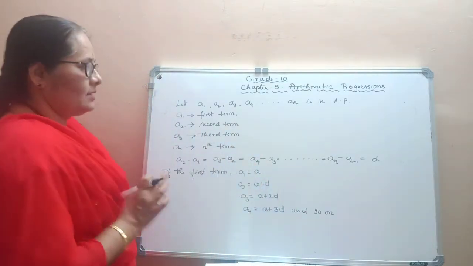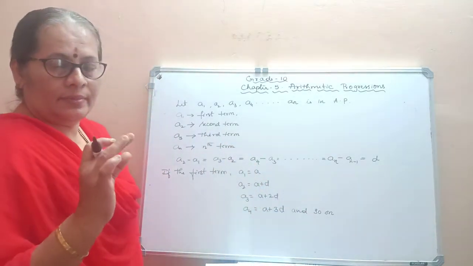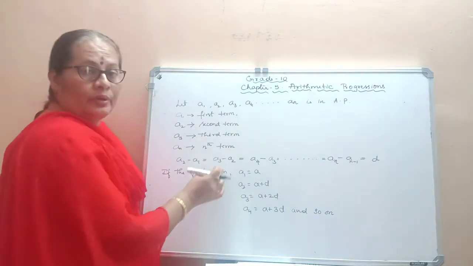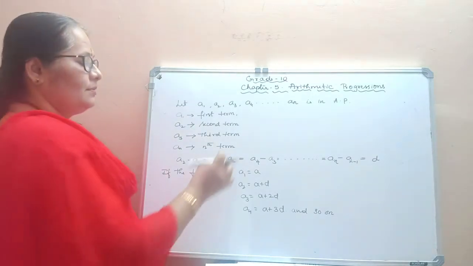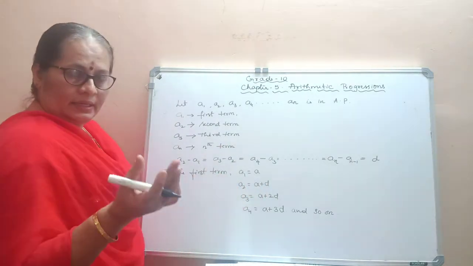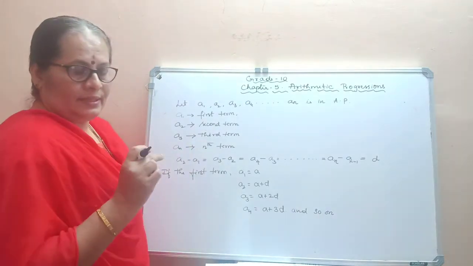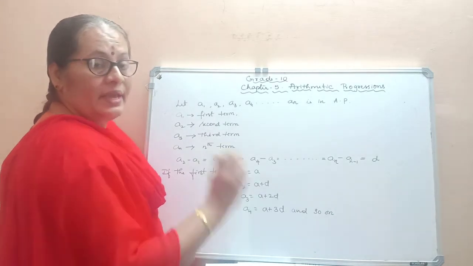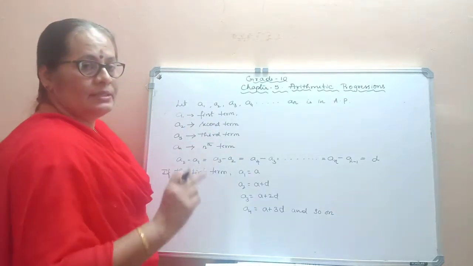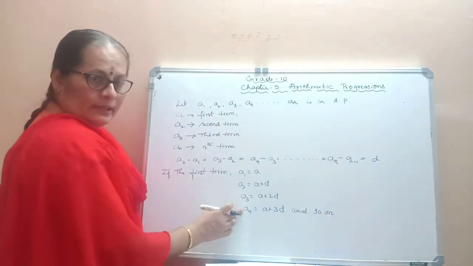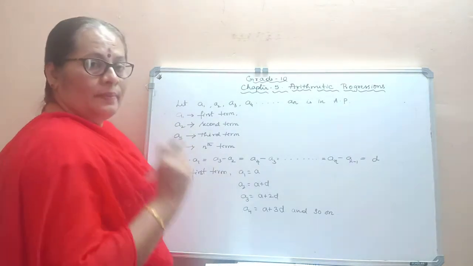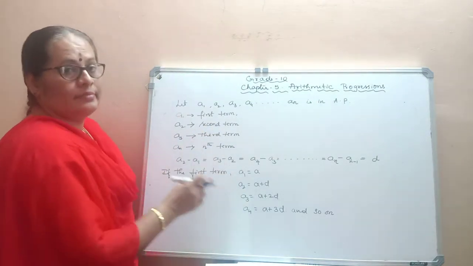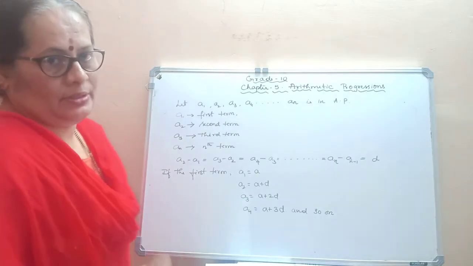Suppose the question is asked, the first term is given and the difference is given. How will you find the four terms of the AP? The first term is given. For the second term, add the difference to the first term. That is A plus D. Then how will you calculate the third term? A plus 2D, first term plus 2 into difference. Then how will you calculate the fourth term? First term plus 3 into difference. So like this you have to calculate the terms of the arithmetic progression.